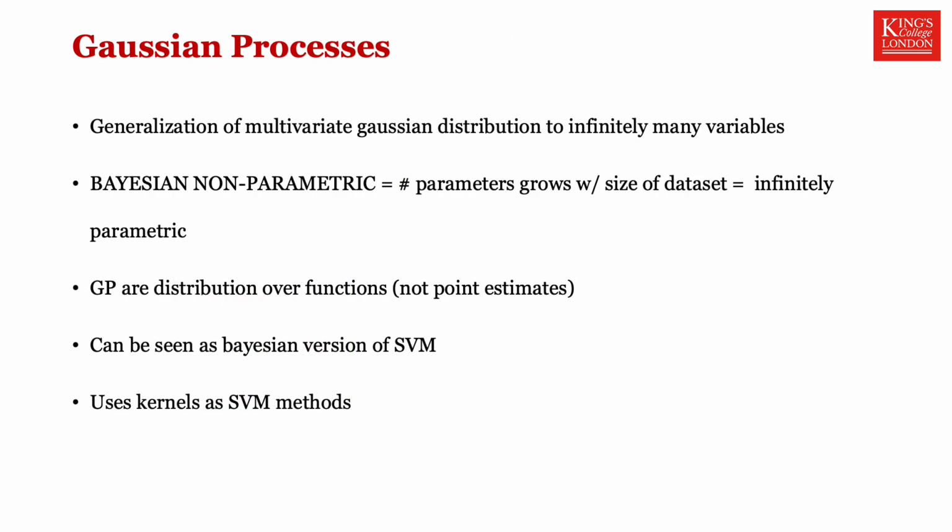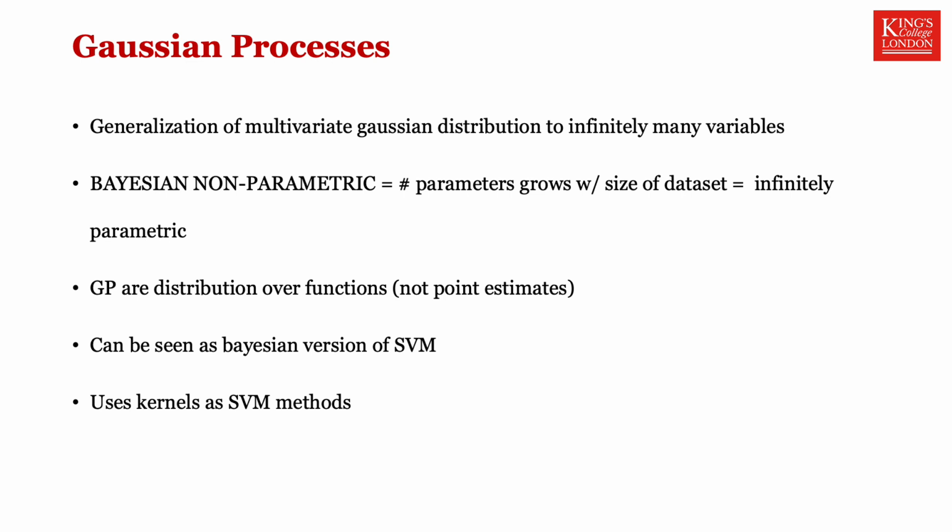So Gaussian processes are a generalization of the multivariate Gaussian distribution for infinitely many variables, and they are Bayesian non-parametric. So the number of parameters grows with the size of the data set. If you have 1,000,000 points, you will have 1,000,000 parameters, because the kernel matrix will need to know the relationships between all of those points and all the other points. So it is still parametric because it's Gaussian, but it's non-parametric because you're not restricting the class of functions to the amount of data that you have.